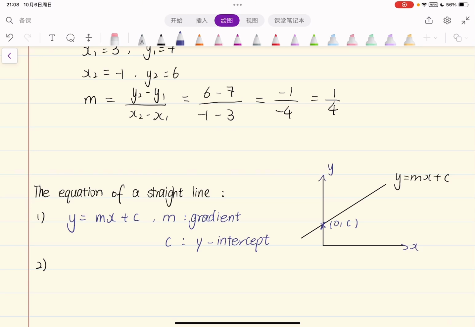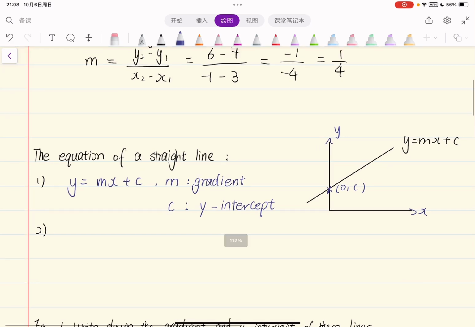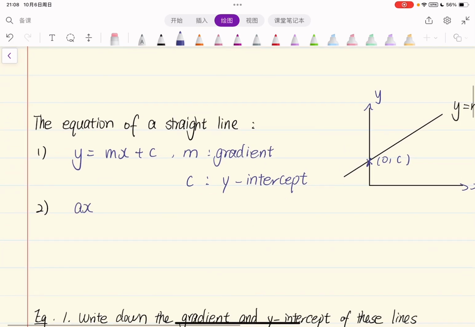Also, the equation of a straight line can be written in the form ax plus by plus c equals 0, where a, b, c are integers.